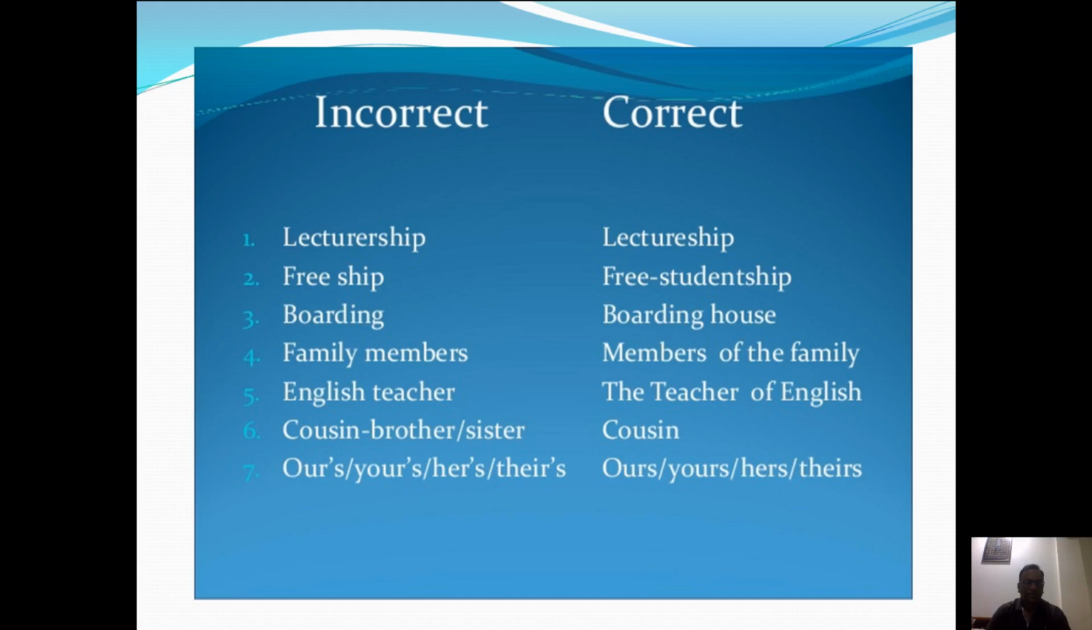Next one, our's, your's, her's, their's, with an apostrophe added. Instead of that, while writing, make sure you omit this apostrophe: ours, yours, hers, theirs. If you look at this slide particularly, you will see that this is a very common mistake we make when we communicate, even when we write.